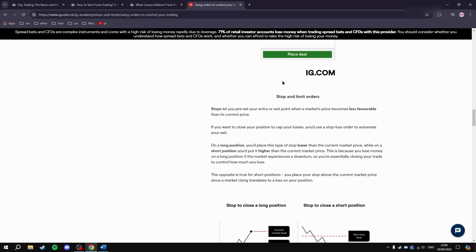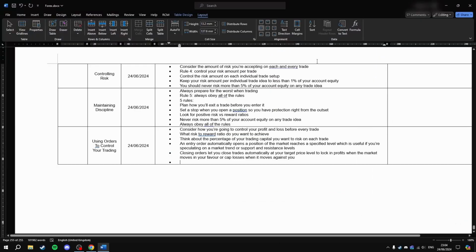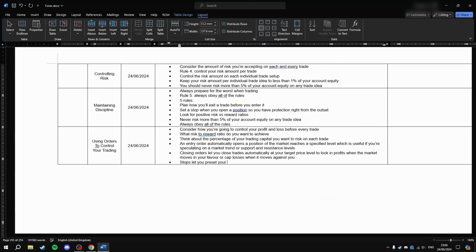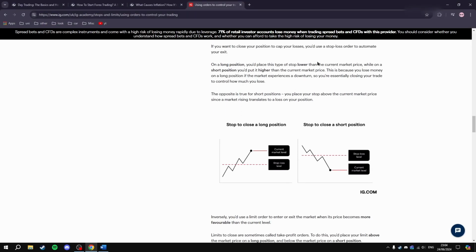Stop and limit orders. Stops let you preset your entry or exit point when a market's price becomes less favorable than its current price. If you want to close your position or cap your losses, you use a stop loss order to automate your exit.